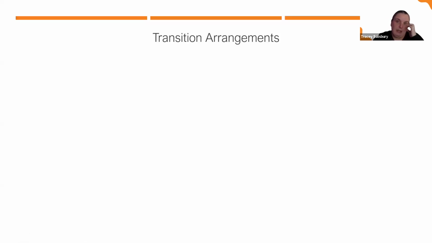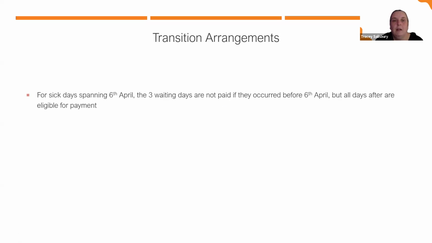I'll do this slide around transitional arrangements, and I'll just see if anybody's got any questions at all around the changes for this year before we go on to the general training. So one of the biggest questions I think on everybody's mind is what happens to people who cross over the 6th of April? What the government have said is that if the 3 unpaid waiting days occurred before the 6th of April, they won't be paid.